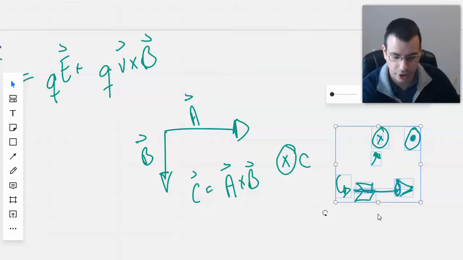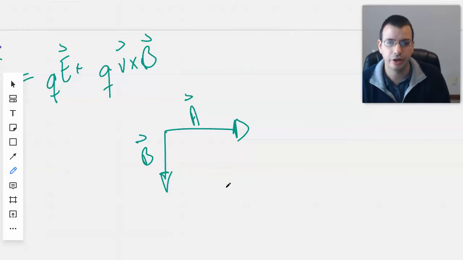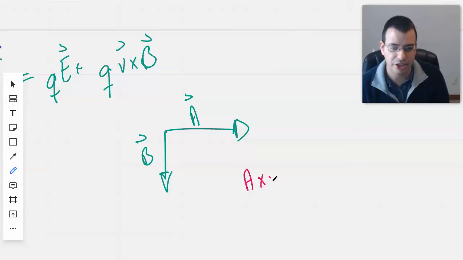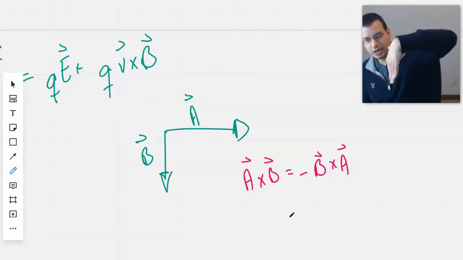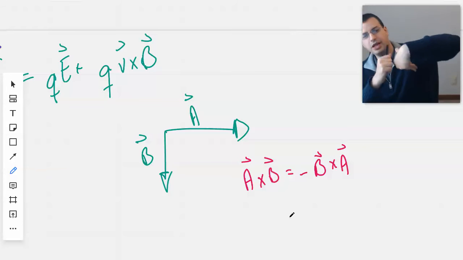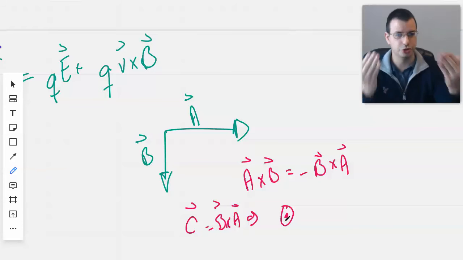Another quick aside: A cross B would equal negative B cross A. So B cross A would be, let's see, down and then cross B. So it would be B cross A, and then the resultant vector C, which is B cross A, running out of room, awkward writing, would then be out of the board, so towards us.